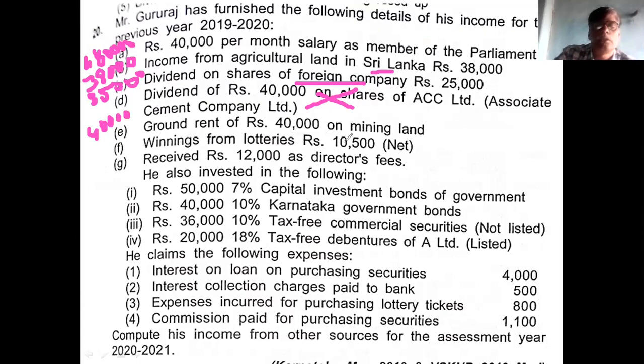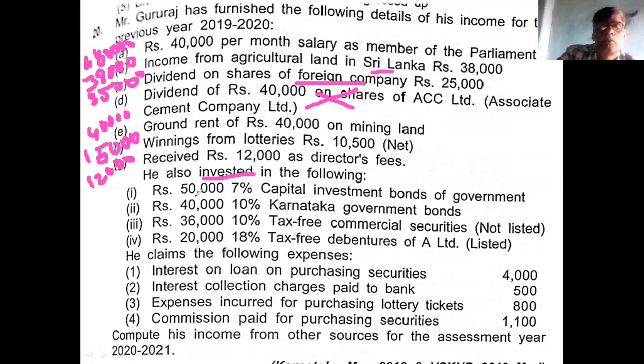Winning from lottery net is there. You take gross up. Its gross up value is 15,000. Received director fee 12,000. You take 12,000 director fee. Then he invested. He invested means following amounts are investments. You have to calculate interest.